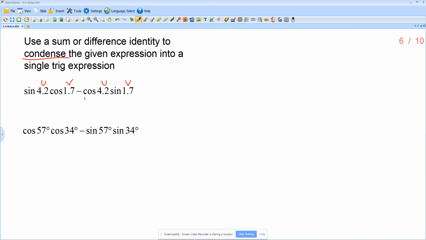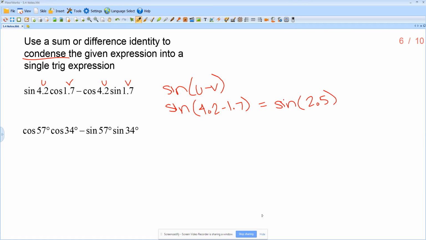So when I do this, the first thing that I realize is the sine and cosine are on the same sides. So I've got a sine and cosine on the left, sine and cosine on the right. That tells me that it's a sine equation. And with sine, subtraction means subtraction. So this is a sine u minus v. So it would be sine of 4.2 minus 1.7, which then gives me the sine of 2.5. So our final answer is just sine of 2.5.